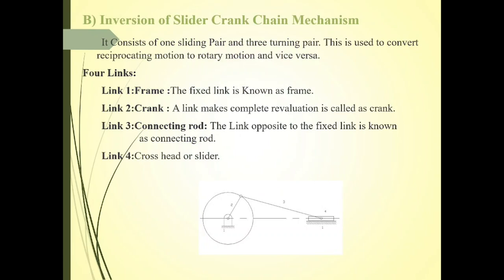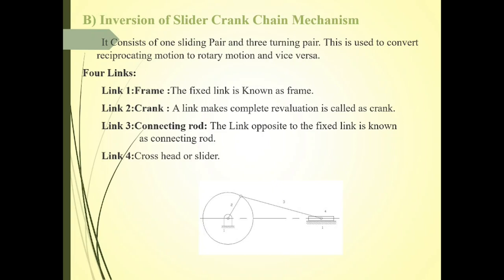Inversions of slider crank chain mechanism. First is the four bar chain mechanism. Number two is the slider crank chain mechanism. The slider crank mechanism is a modification of the four bar chain mechanism. It consists of one sliding pair and three turning pairs. This is used to convert reciprocating motion to rotary motion and vice versa.